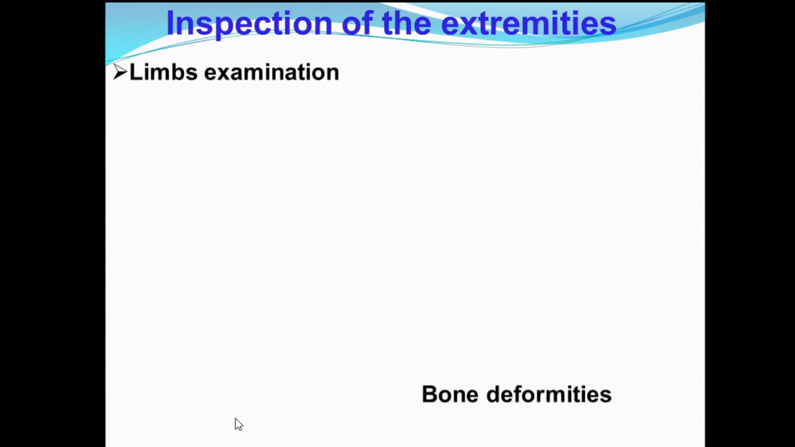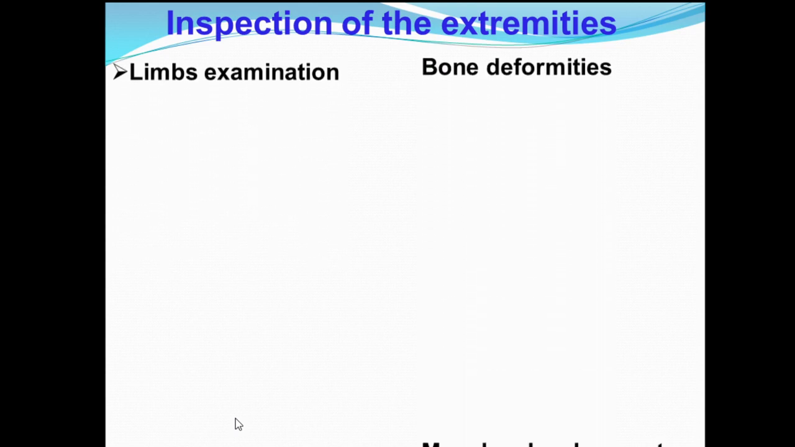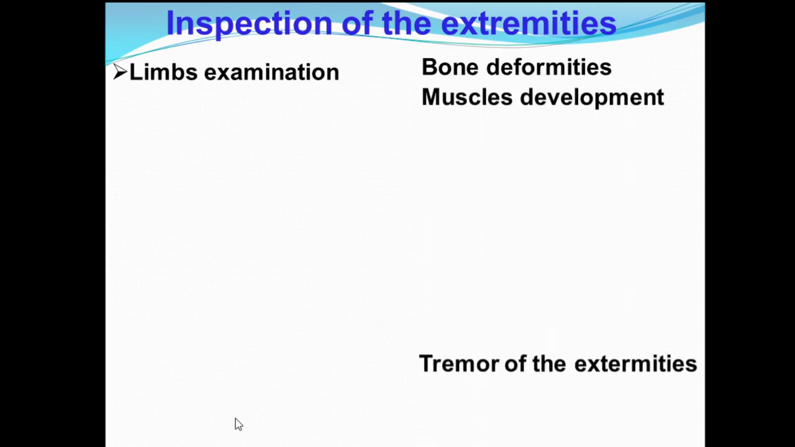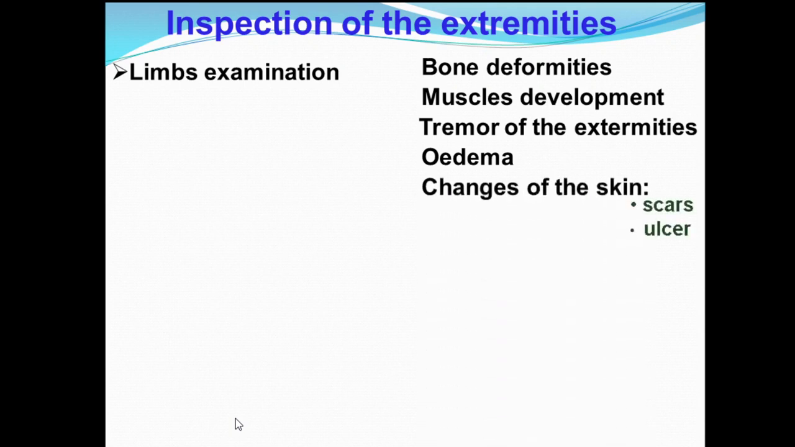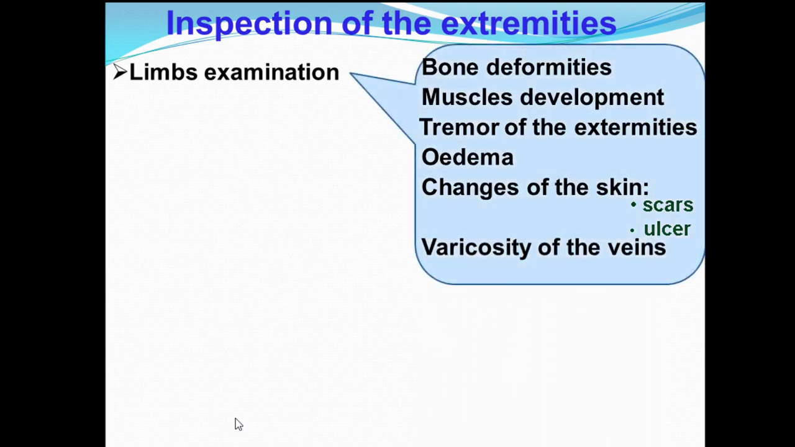Inspection of the extremities includes examination of the limbs, when we can reveal some deformities, problems with muscles, tremor of extremities, edema, local changes of skin such as scars, also due to trophic disorders, which I showed you some minutes ago. We'll pay attention to the vessels to reveal specific pathology, varicosity of the veins. And you'll understand all these elements can indicate some diseases.